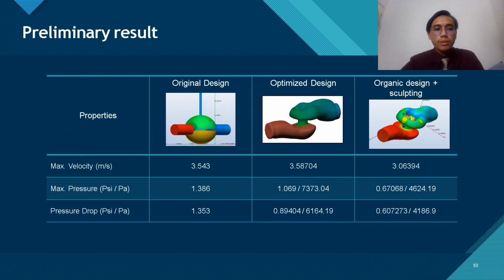Here is my preliminary result that I obtained from this research. The comparison between the original design, optimized design, and organic design after the sculpting process, with performance measured by maximum velocity, maximum pressure, and pressure drop.